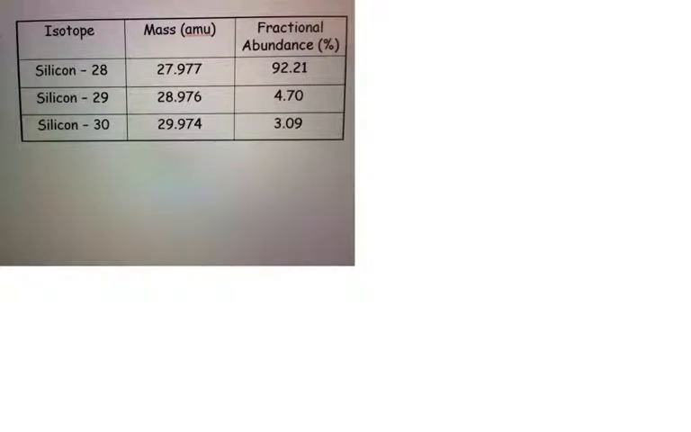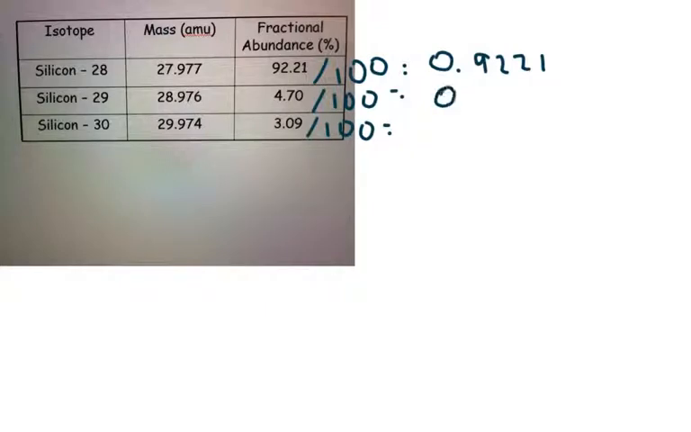So the very first step you want to do is divide each of your percent abundances by 100. Get it back out of a percent. Then we can actually use it. That's the same as moving the decimal over 2 to the left. So the first one's going to be 0.9221. The second one is 0.0470. And the third one is 0.0309.